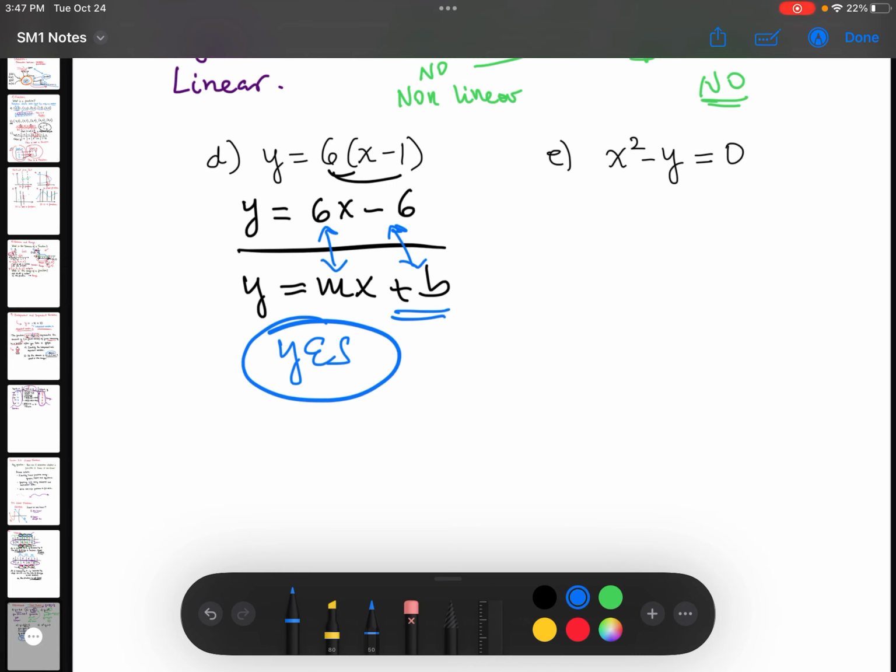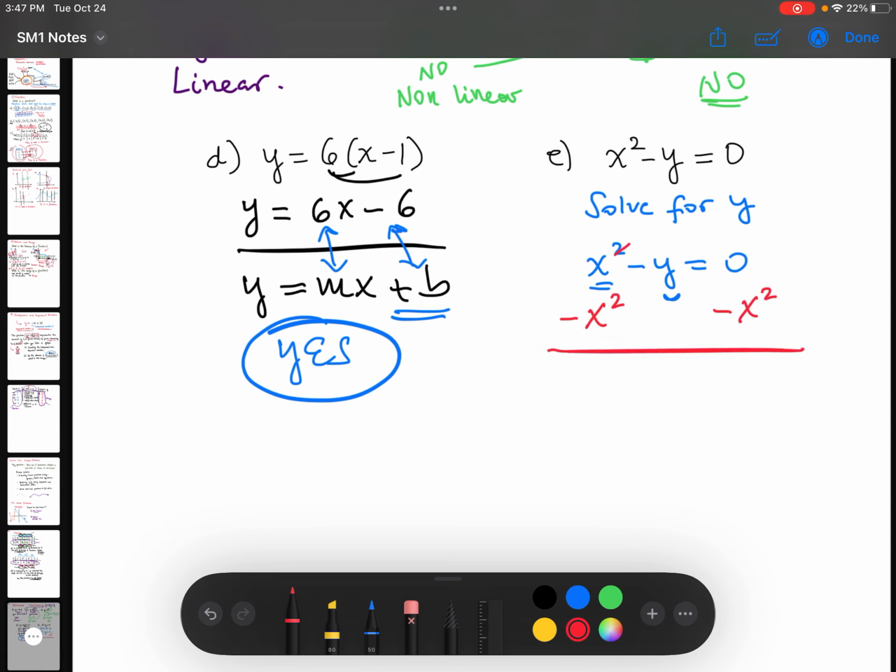Let's take a look at E. I'm going to try to solve for y first, okay? Solve for y. So we have x squared minus y equals 0. What are we going to do? I want to make sure this y is by itself. First thing, I'm going to eliminate this x squared, so I'm going to subtract it from both sides. This one's gone, so we have negative y equals negative x squared. How do I eliminate this negative sign? I multiply on both sides by negative 1.